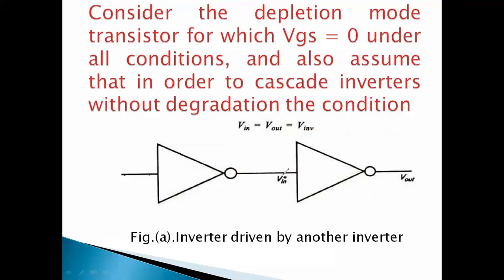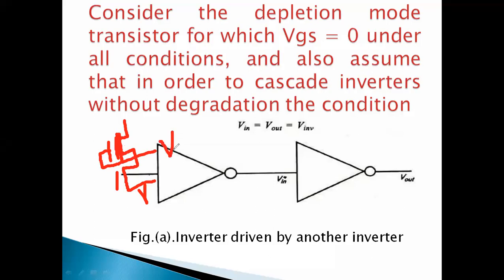Here we are considering that in this inverter diagram, both are NMOS transistors. Inverter 1 and inverter 2 are NMOS inverters, where the first is under the depletion mode. In this NMOS inverter, this is the depletion mode, which is a thicker region, and its gate is shorted with the output.